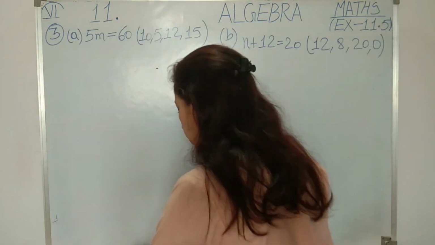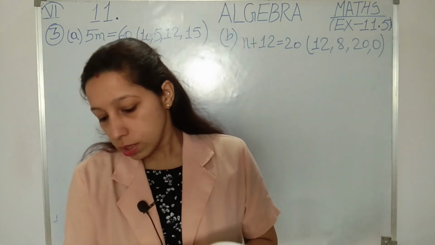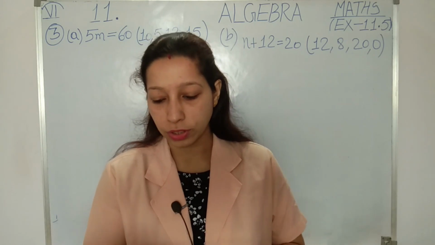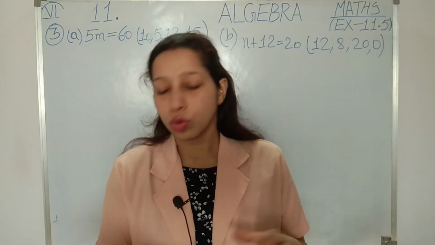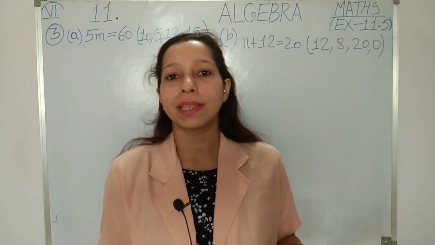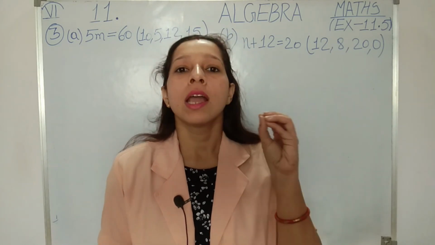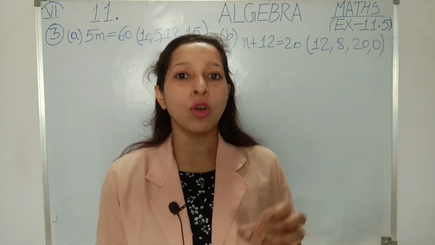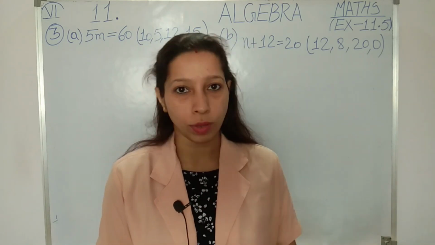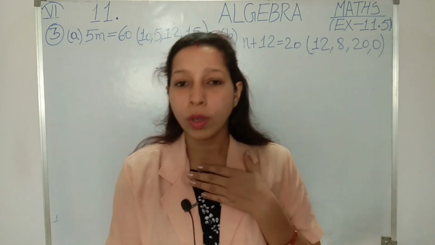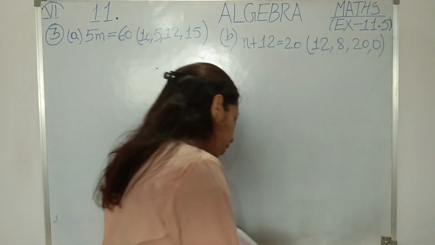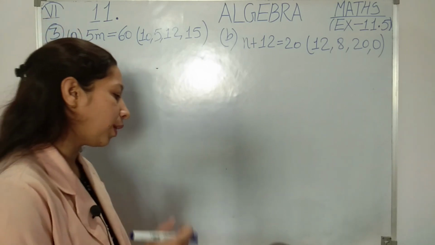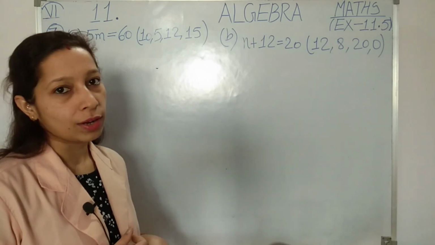So students, question number 3 is pick out the solutions from the values given in the bracket next to each equation. Show that the other values do not satisfy the equation. So what do you mean by solution to the equation, students? Such value which satisfies an equation, that value of variable is known as solution to the equation. Okay, so here equation is given with 4 different values. You have to test each and every value and you have to tell whether the equation is satisfied or not.